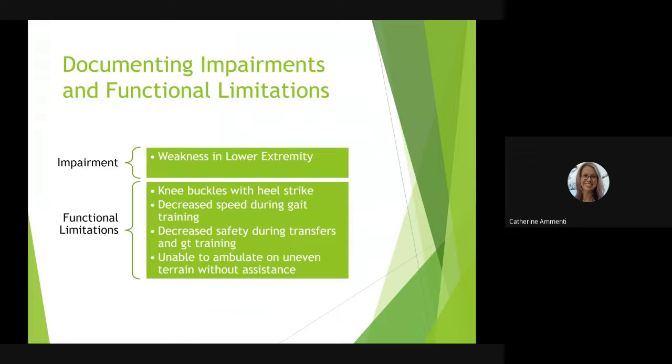And you'll have things like the knee can buckle with heel strike. There may be a decreased gait speed during gait training. There may be safety precautions or safety difficulties during transfers and gait training. So if the knee is buckling or the leg is weak, there may be safety issues. And they may be unable to ambulate on uneven terrain without assistance. So maybe they need a walker or a single point cane because of that functional limitation resulting from the weakness.